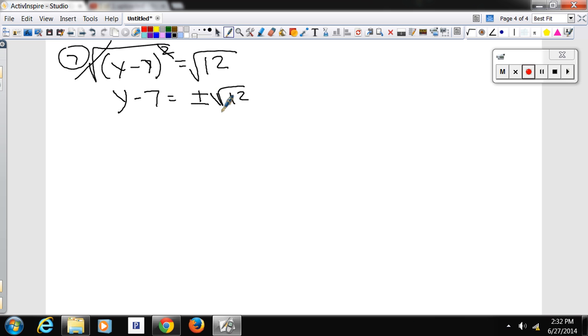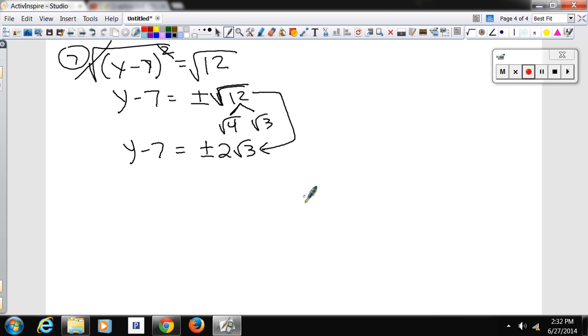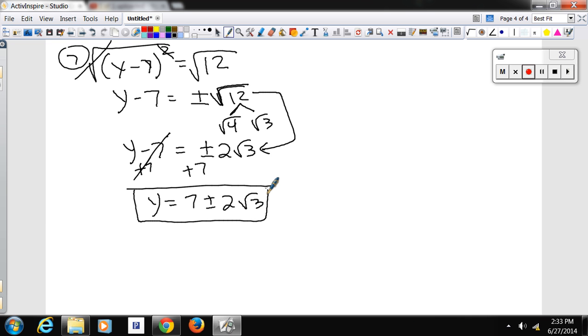Now before we do anything else, this radical 12 has a perfect square of a 4 that can come out of it. So we're going to need to change that. So we're going to do y minus 7 equals plus or minus 2 radical 3. That's just basically what we call simplifying it. Radical 12 can become a 2 radical 3. And then we're going to add 7 to both sides. So this cancels out. You get y equals 7 plus or minus 2 radical 3. And there's your answer. So 7, 8, 9 are like that.